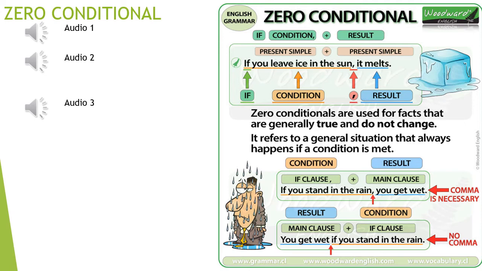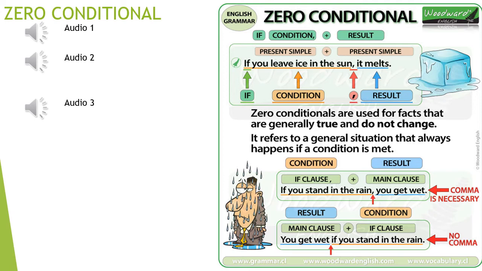Grammar. Okay, first of all, the zero conditional is made by two sentences or structures. We have the if clause or condition, and we have the result. Zero conditional uses the present simple tense in the if clause or condition, and also uses simple present tense in the result. Pay attention in the first sentence of the picture. If you leave ice in the sun, that is a condition, comma, it melts, that is the result.